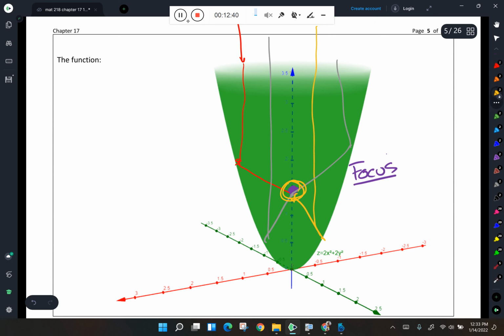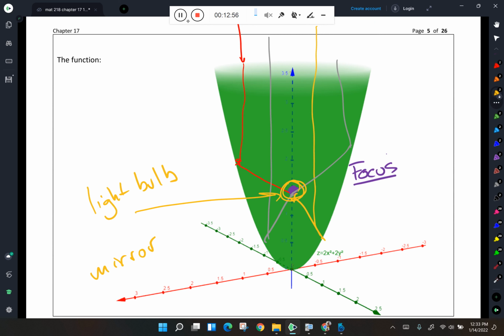Instead of thinking of things going to that, make that be a light bulb. And then coat the inside of this parabola with a mirror. And then what you have is the focusing part of a flashlight or a headlight on your car, where it reflects the light out in front of you. Okay?